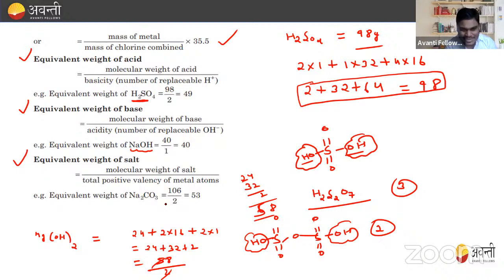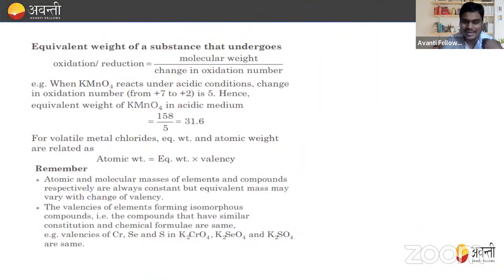If I'm talking about Na2CO3, we know that the molecular mass of Na2CO3 comes out to 106, divided by what, beta? That is the positive valency of the metal. So Na has +2, because we know Na has +1 oxidation state, and here two Na are there, so it becomes +2. So the total positive charge is +2. This is how you can calculate the equivalent weight of a salt.